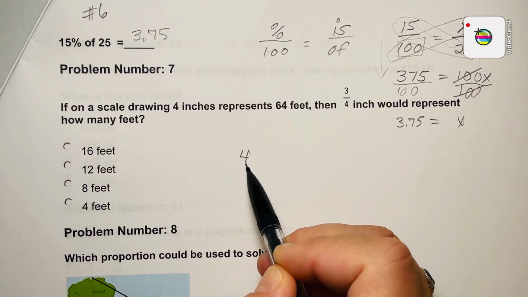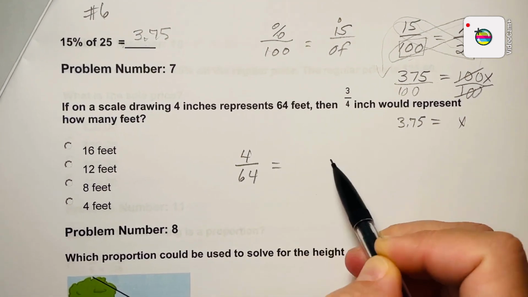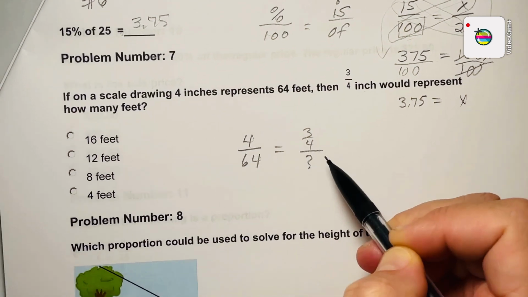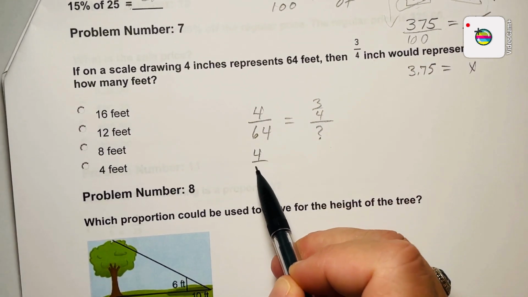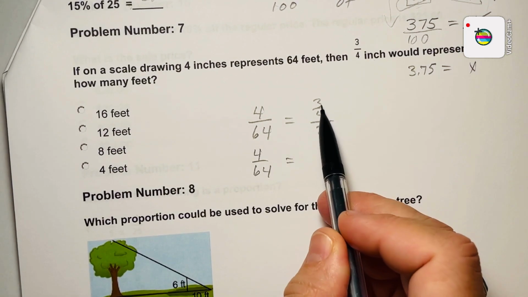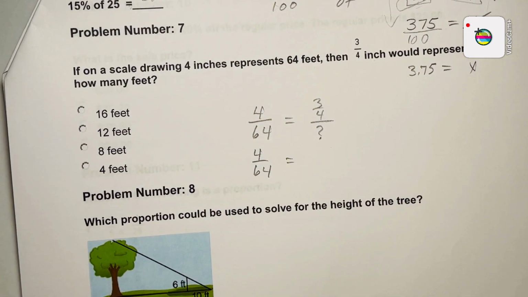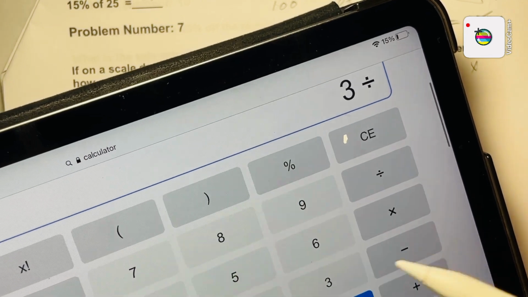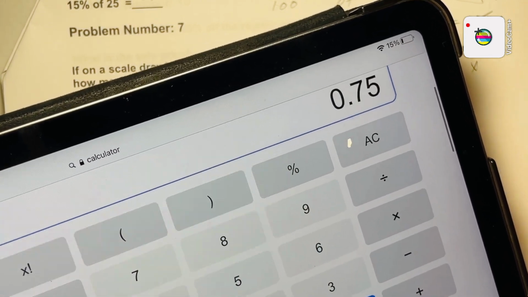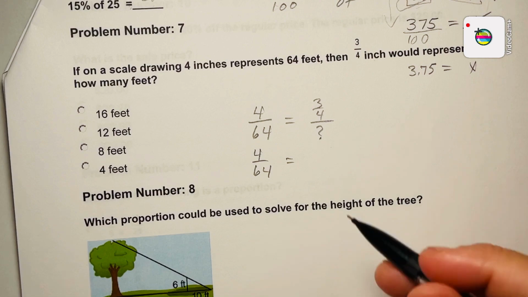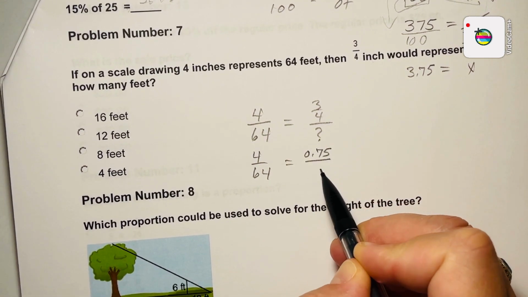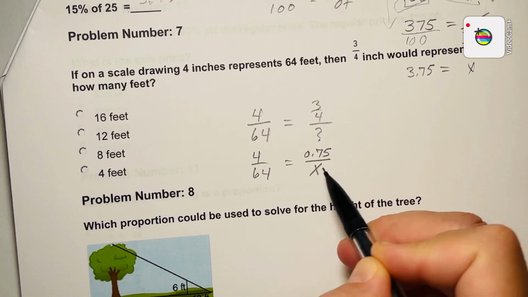So we're going to put 4 inches over 64 feet will equal 3/4 inches over how many feet? Well, to make this easier, of course, we need to change that fraction to a decimal. So 3 divided by 4 is 0.75 or 75 hundredths. That will be our numerator. And then the unknown is your variable.